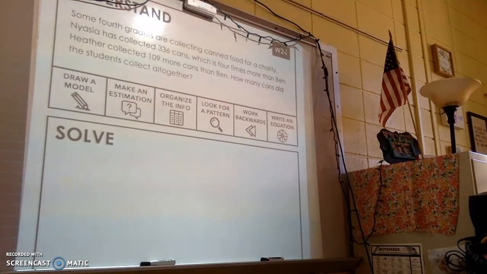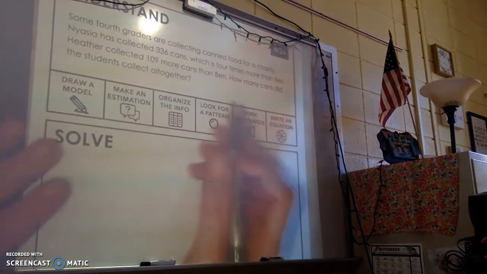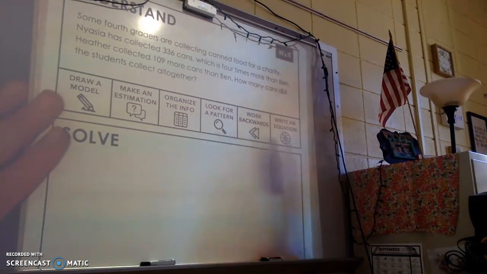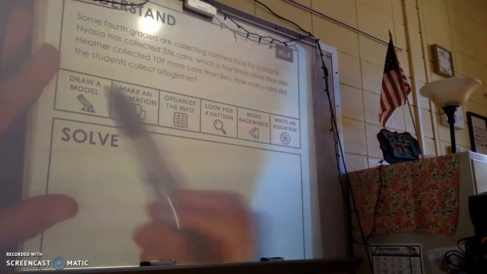It's Friday, and we are working on our word problem for today. This is a two-step word problem. Actually, I believe it's more than two steps. So let's read it and see what information our word problem gives us.